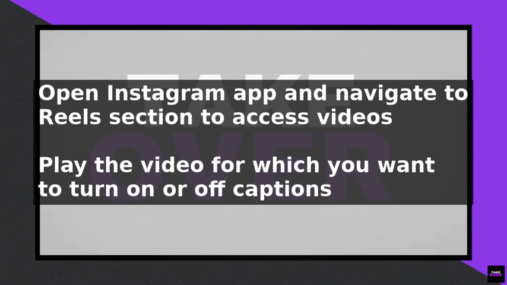On the video playback screen, look for the three dots icon at the bottom right corner of the screen. Tap on the three dots icon to open a menu with various options. From the menu, select the Captions option.